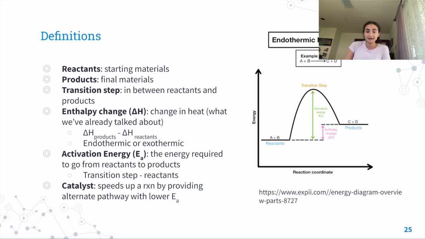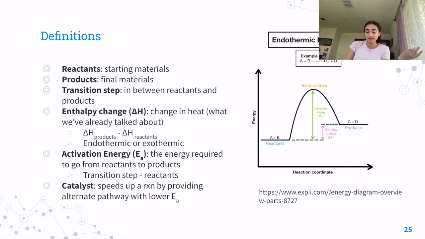Our point of highest potential energy is our transition state or transition step, which is the in-between of the reactants and the products. So it's the point where the bonds of the reactants are breaking and the bonds of the products are forming. So it is quite literally a transition.